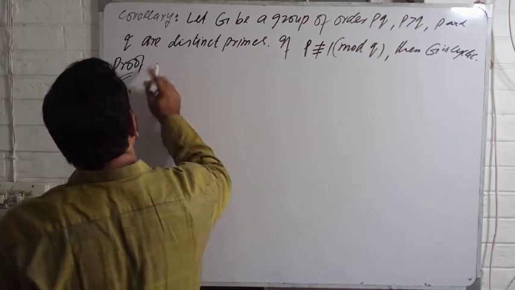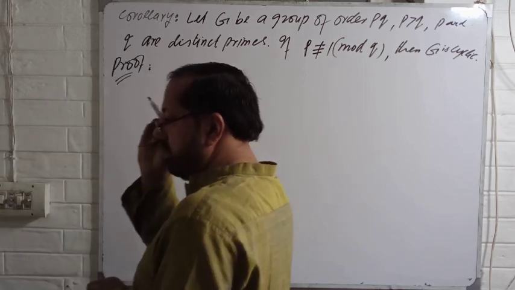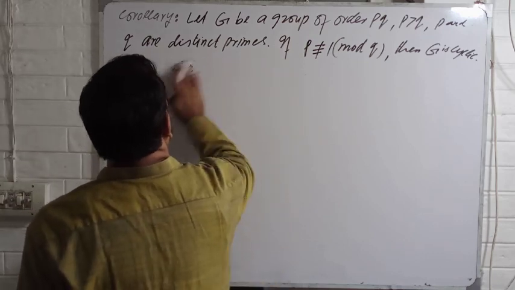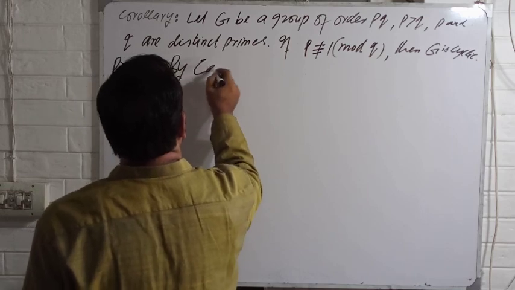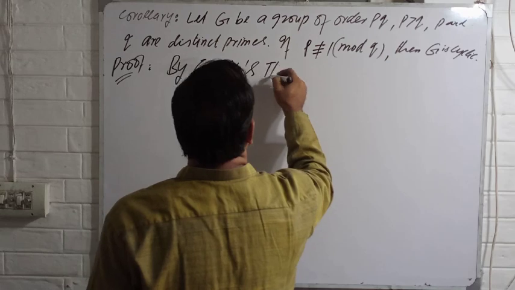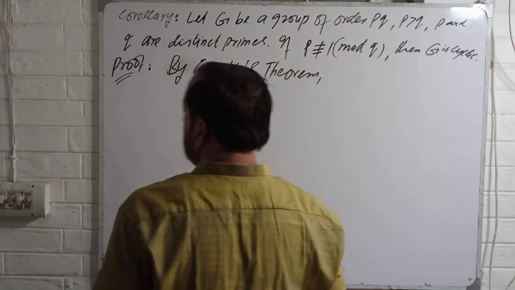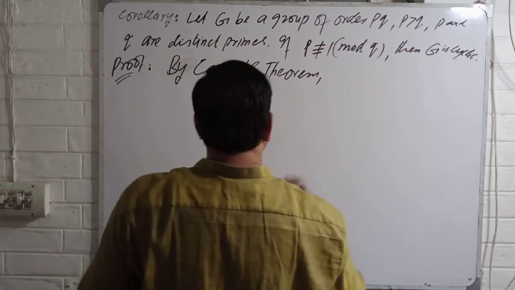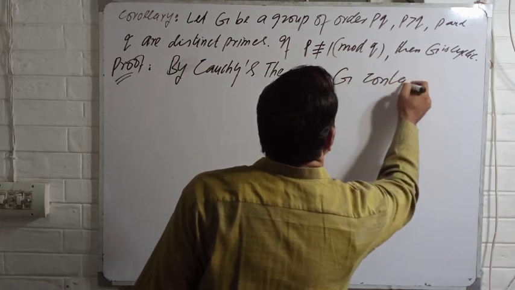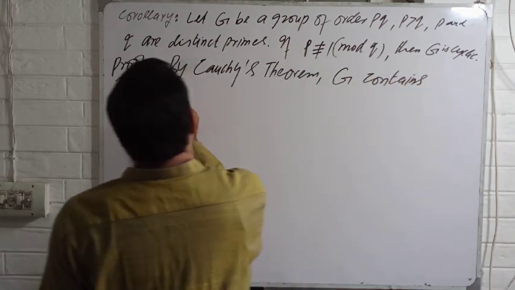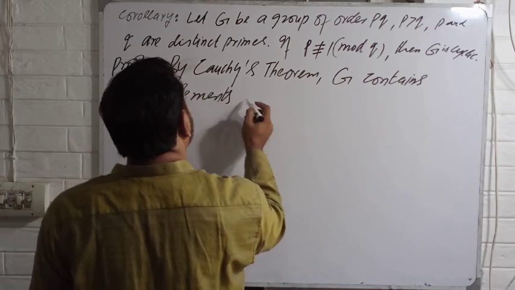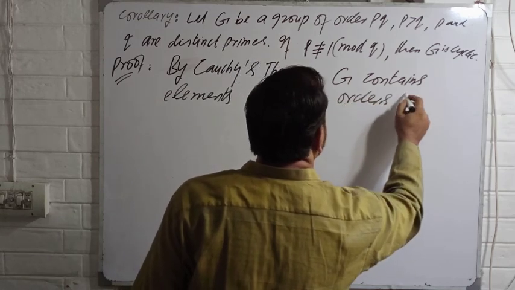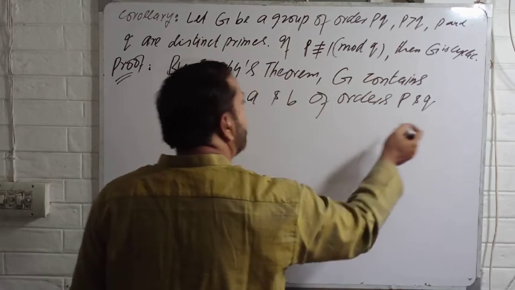Proof. By Cauchy's theorem, since by Cauchy's theorem, G contains elements A and B of orders P and Q respectively.